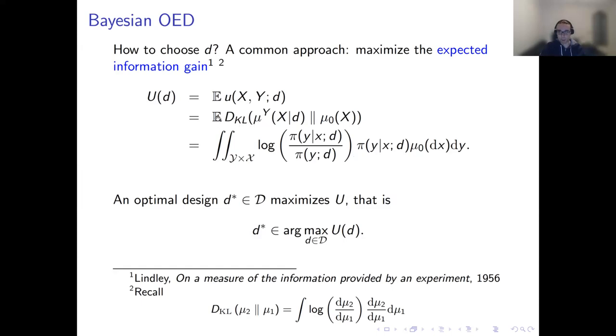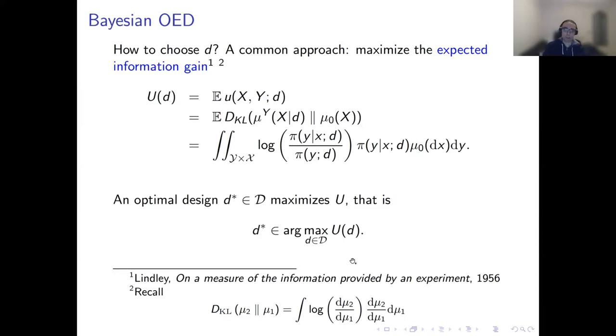And if you write down what this Kullback-Leibler divergence and the expectation are, you end up with this sort of double integral. You're integrating over the joint space, or product space, of X and Y, and you have the log of the ratio of your likelihood and the marginal, integrated over the joint distribution of X and Y. Okay, and the optimal design in this case would obviously be the design parameter that maximizes this capital U.